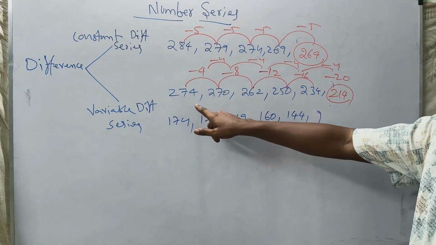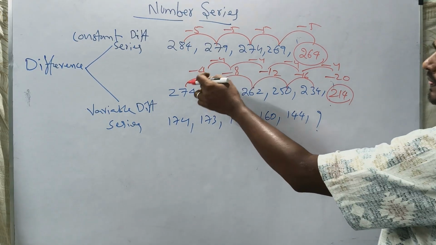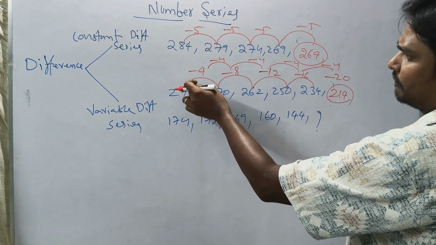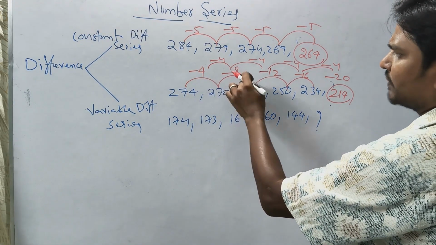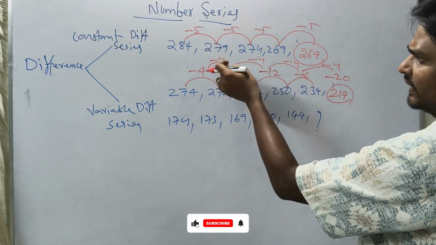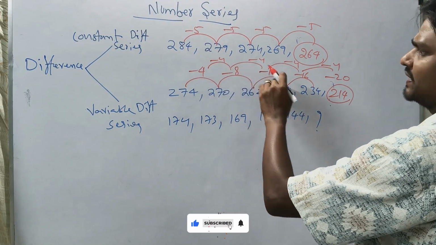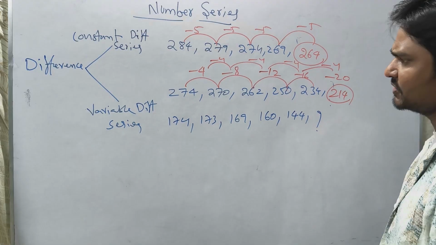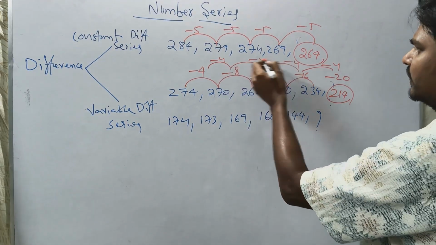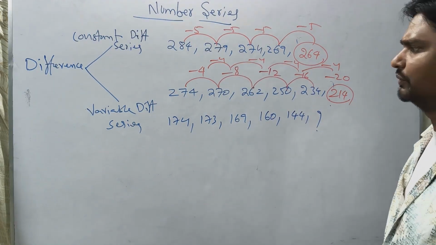You may do it like this. First of all, take the difference of difference. Then from first term to second term you will get minus 4, minus 8, minus 12, minus 16. Again take the difference from minus 4 to minus 8, that is minus 4 again. So you will get a constant here. Like that also you can do.